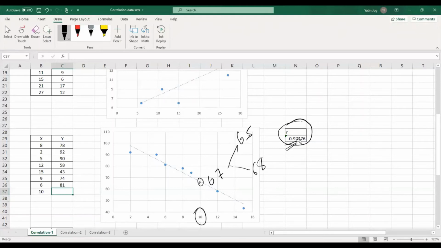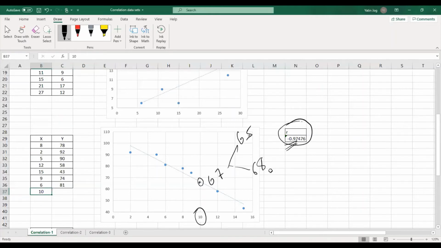But because there is a strong relationship based on the behavior of other data points, I can say if my expected value is 67, I can expect maximum deviation of between 65 to 68. Okay, so that is what you can understand from the R value.